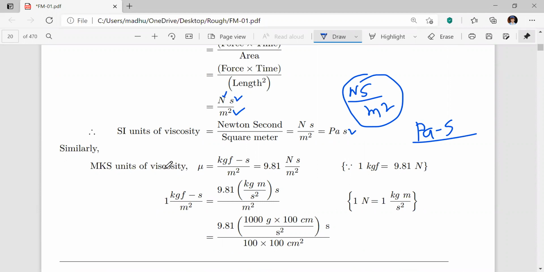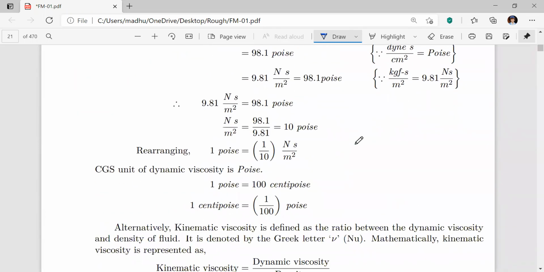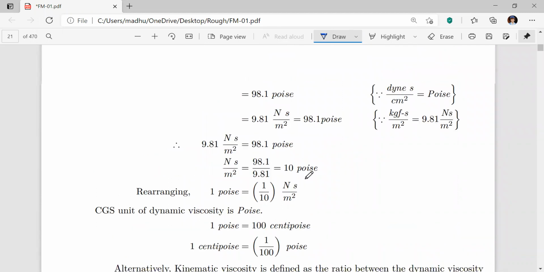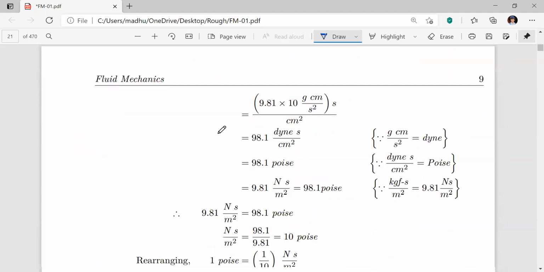There is an MKS unit derivation also, but we are studying only the SI unit. We don't need MKS units. Therefore, Newton second per meter square or Pascal second, the SI unit of the dynamic viscosity, is enough. If you derive in the same way, the MKS unit you will get is kg force second per meter square for the dynamic viscosity.